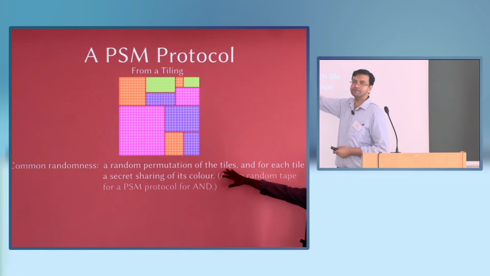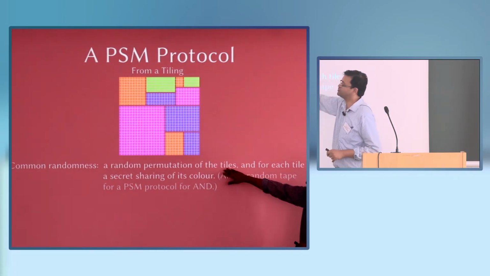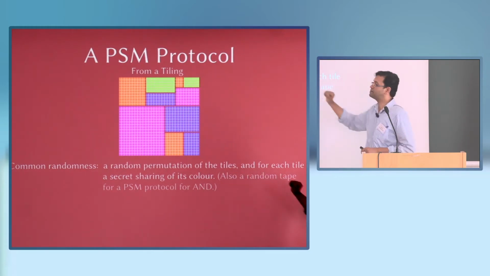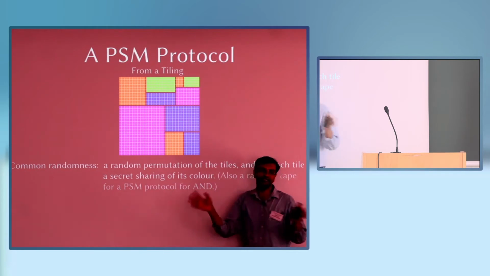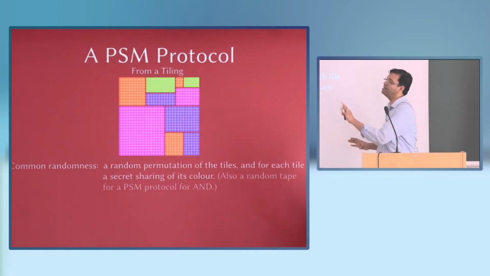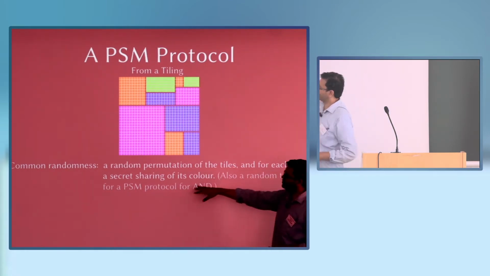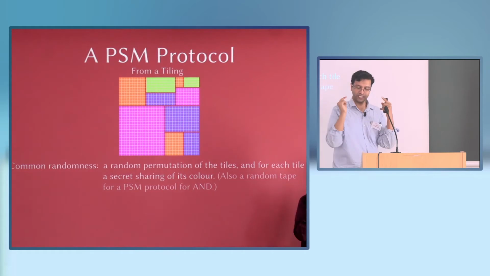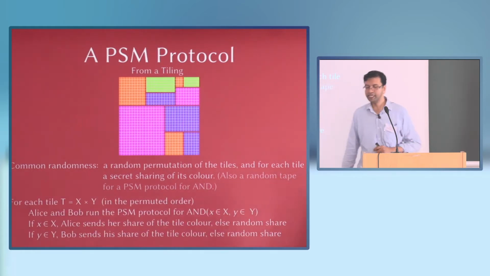So here is the common randomness. Take any tiling, it's fixed. The common randomness gives you a random permutation of the tiles. And for each tile, there's a color. That color is secret shared between Alice and Bob, so a random pad for masking that tile. Also a few bits that we'll need to do a PSM protocol for a single bit of AND. So that's all in the common randomness. And here is a protocol.